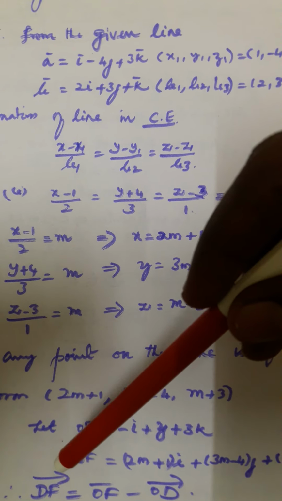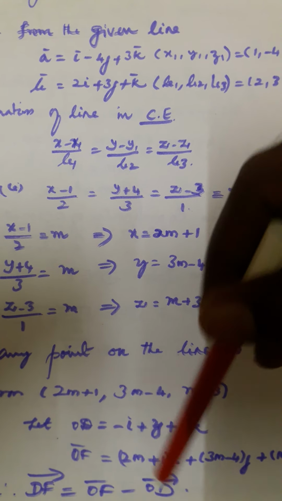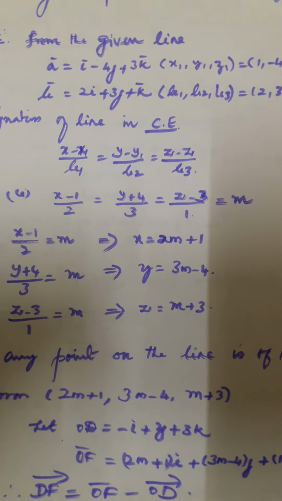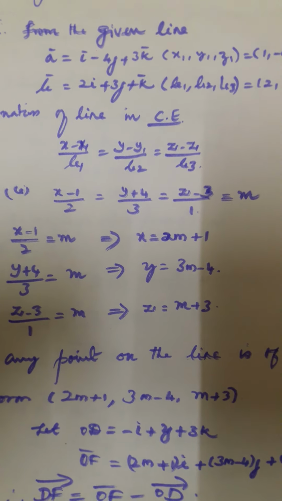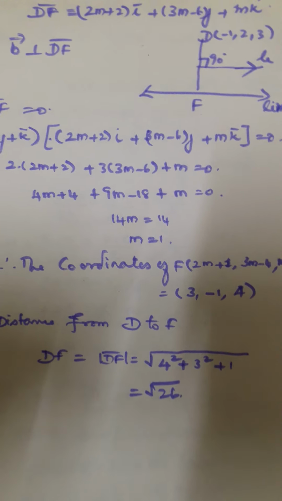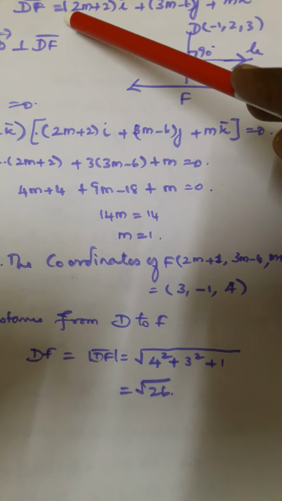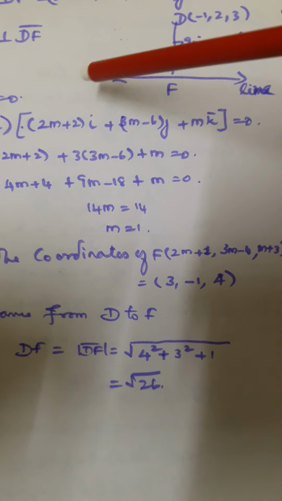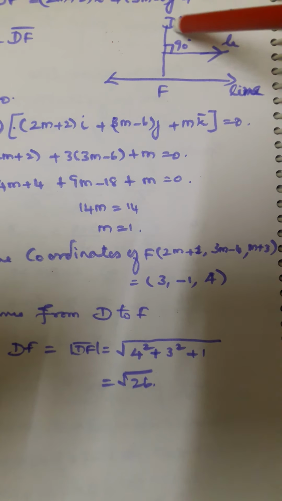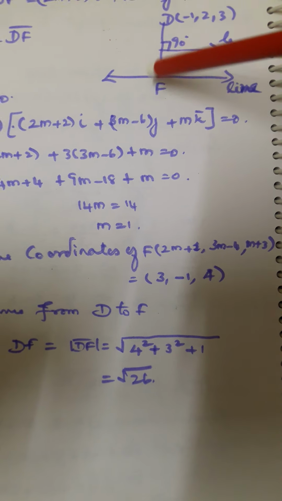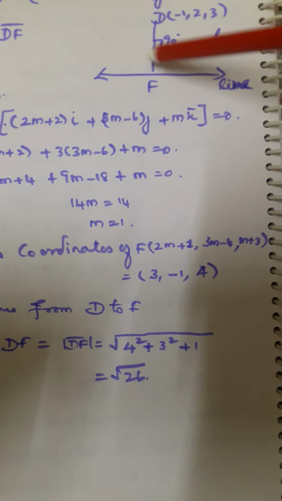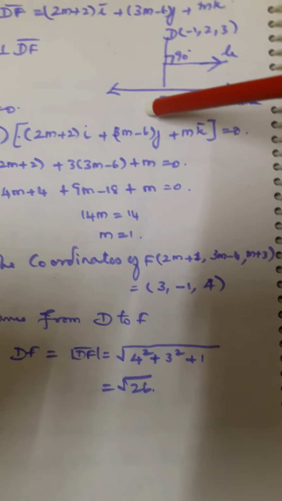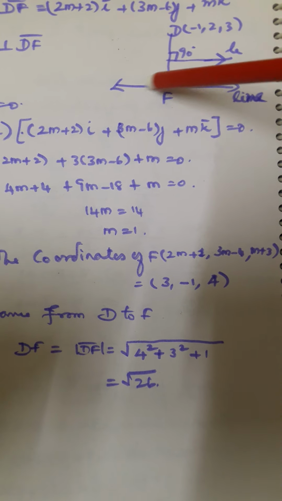So you have to find DF vector, OF vector minus OD vector. What we are doing is explained in the diagram. Next you have the diagram. Okay, so we found out DF vector. So what is our question? The line is given and the point is also given. You have to find the point value of F, where the point and line are perpendicular. So that point we have to find.